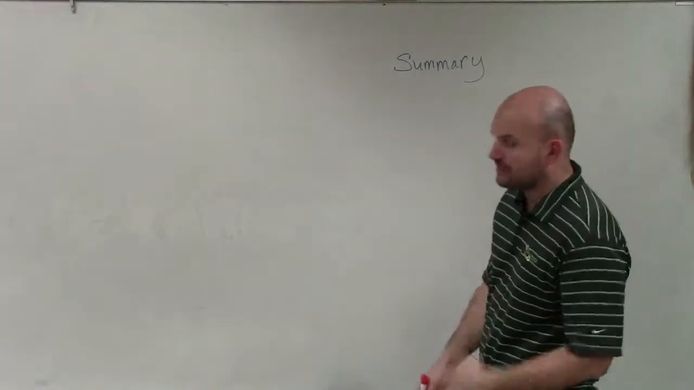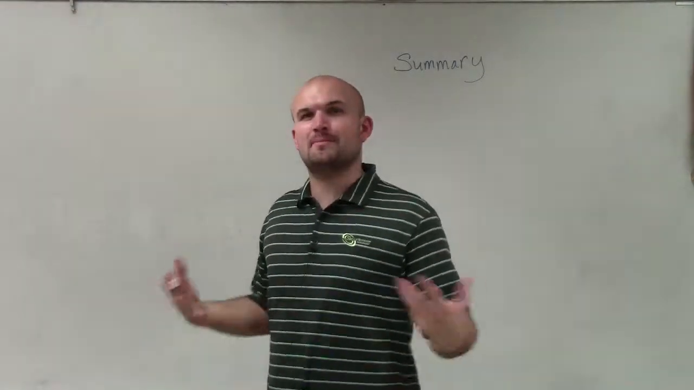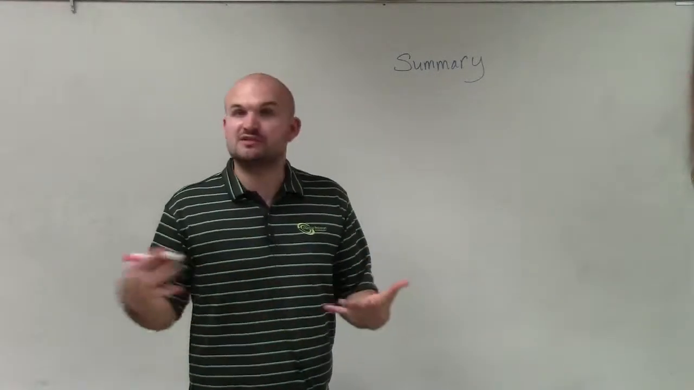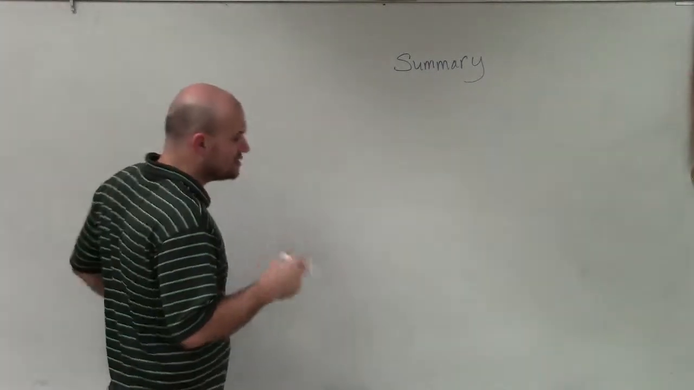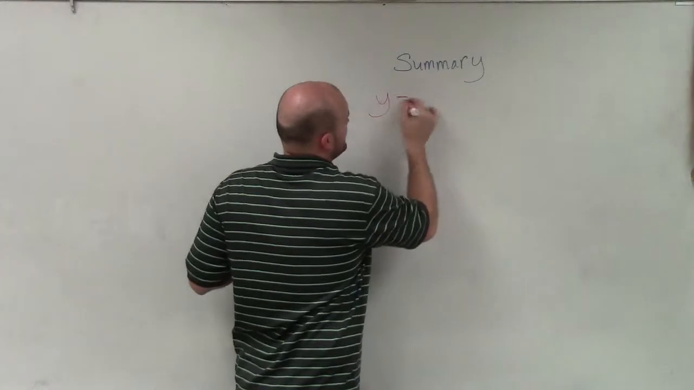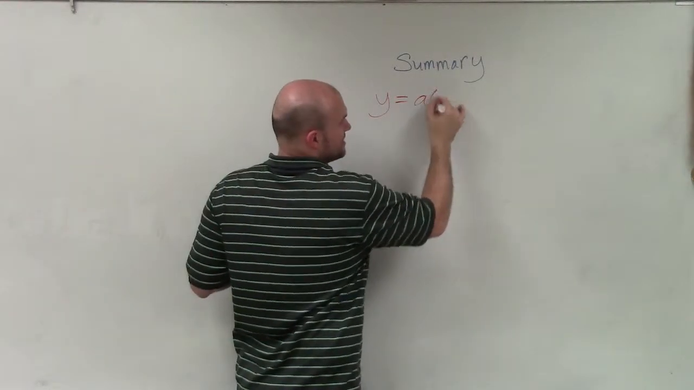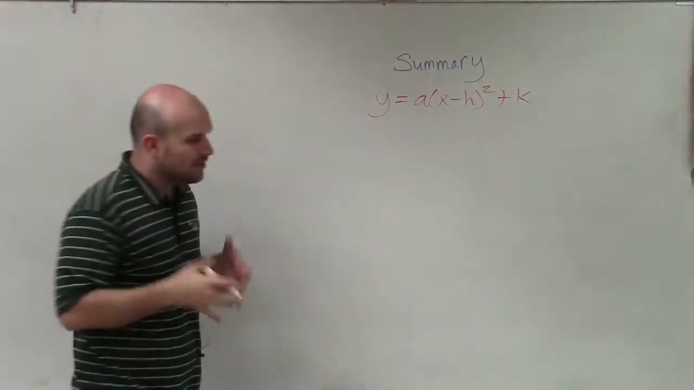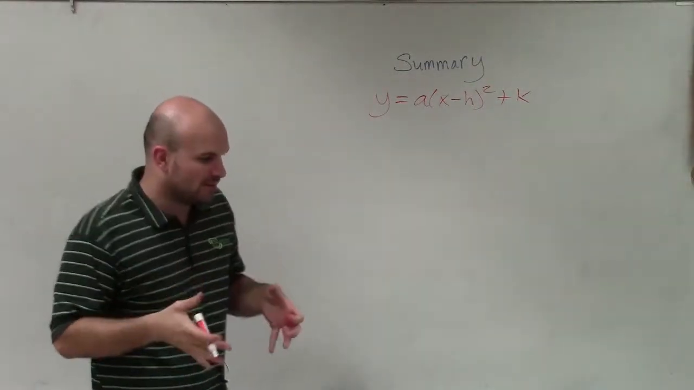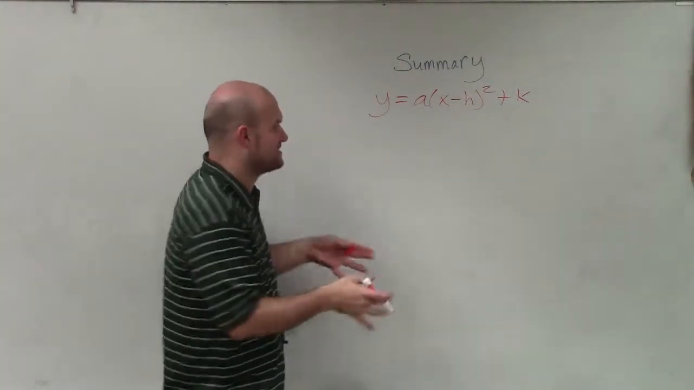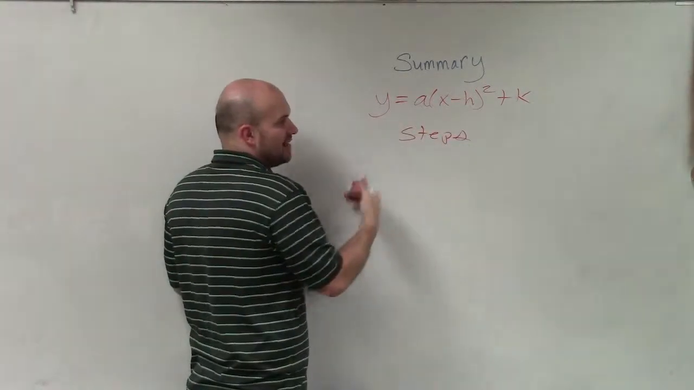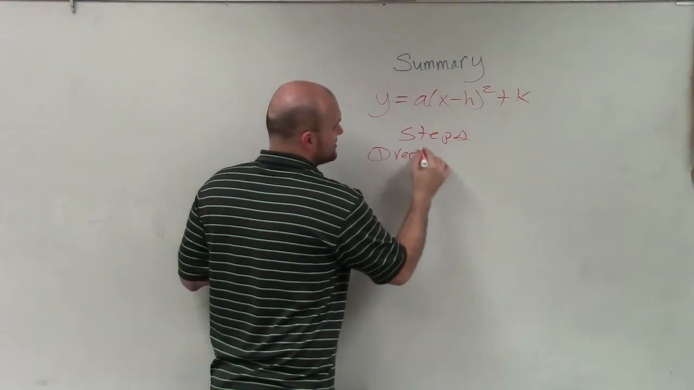Now, all I really want to do for the summary is go over some of the basic processes that we've talked about as far as graphing using vertex form. The first important thing is to summarize what exactly vertex form is: y = a(x - h)^2 + k. In this course, our first step was to make sure the equation is in vertex form.